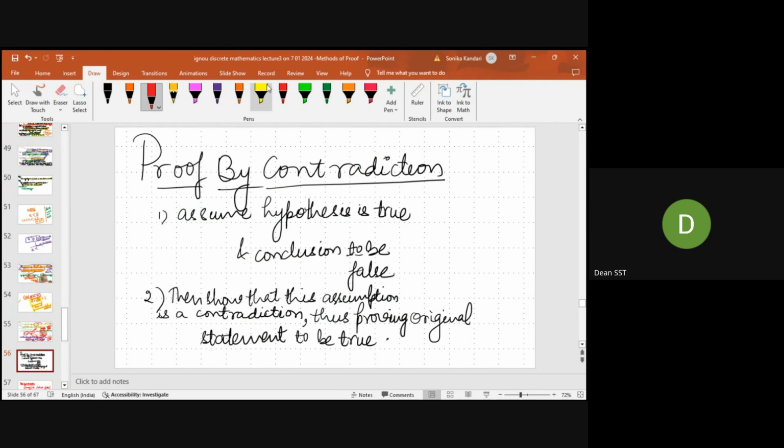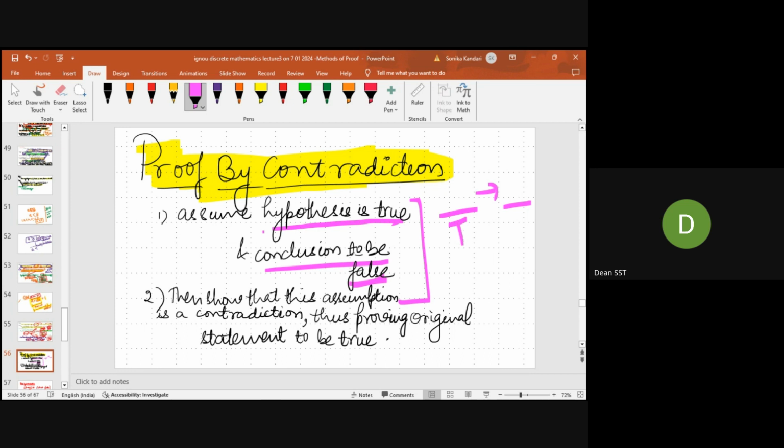Now, we are proving using contradiction. Assume the hypothesis to be true and the conclusion to be false. Okay. And then at last show that whatever you have taken, that assumption, is a contradiction. Fine. It means that the original values were true.